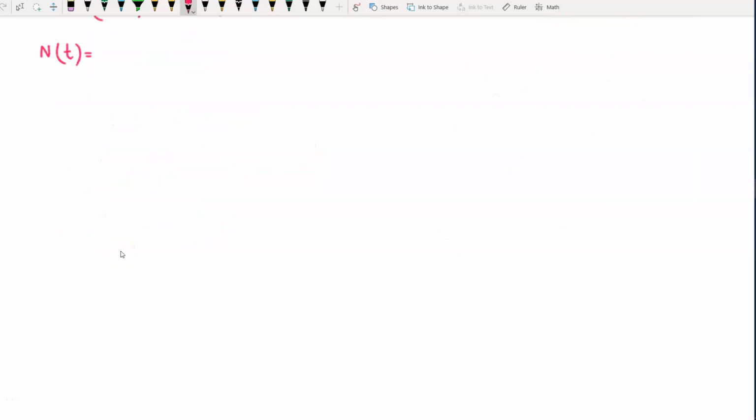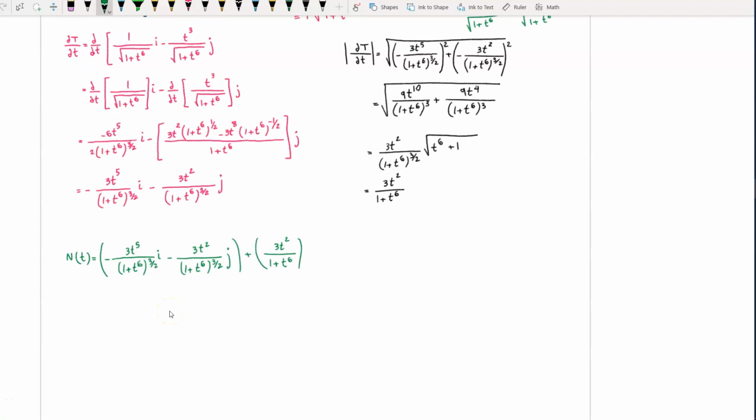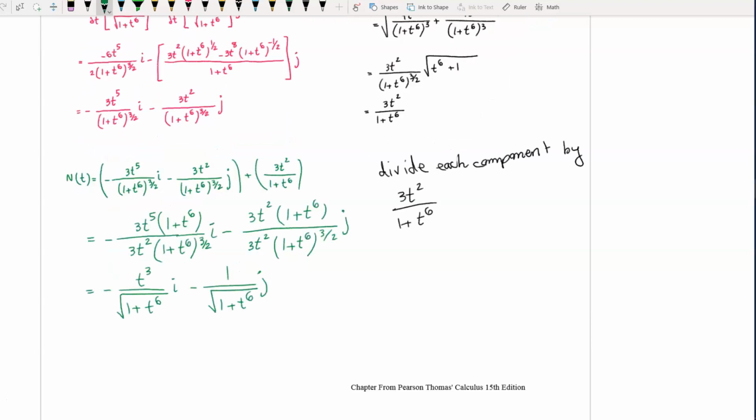Now find the principal unit normal vector of r of t. This is equal to (-3t to the 5th power over 1 plus t to the 6th power), with power 3 over 2, times i, minus (3t squared over 1 plus t to the 6th power), with power 3 over 2, times j, all over 3t squared over 1 plus t to the 6th power. Now divide each component by 3t squared over 1 plus t to the 6th power. And finally simplify, this is equal to -t cubed over the square root of 1 plus t to the 6th power times i minus 1 over the square root of 1 plus t to the 6th power times j.